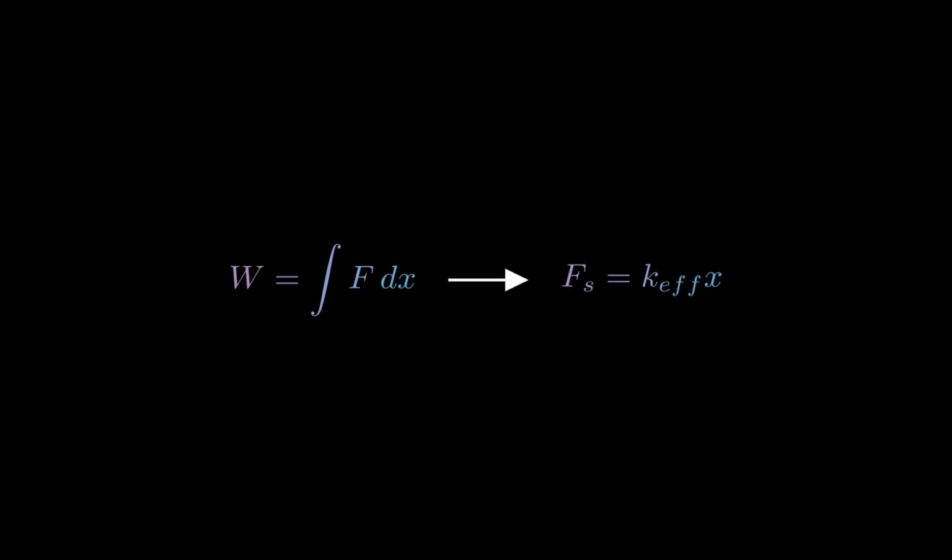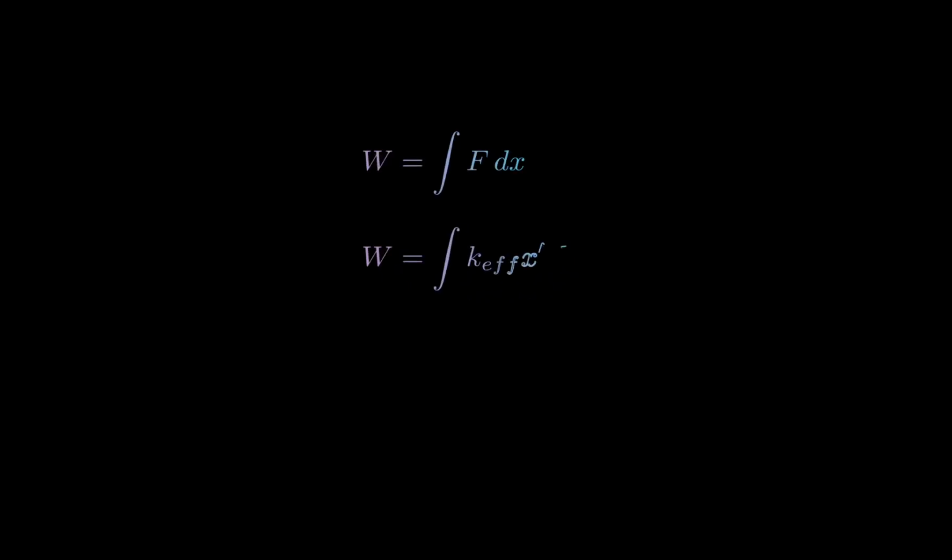Hooke's law tells us that the spring force is equal to the effective spring constant times the compression distance. So to find the work done due to the spring, which is the potential energy of the spring, we can simply integrate this function, and we get our potential energy of the spring as half k effective times x squared.